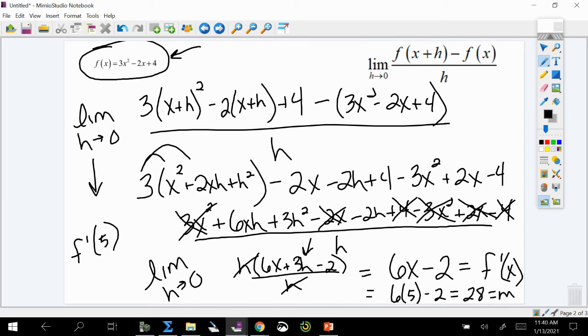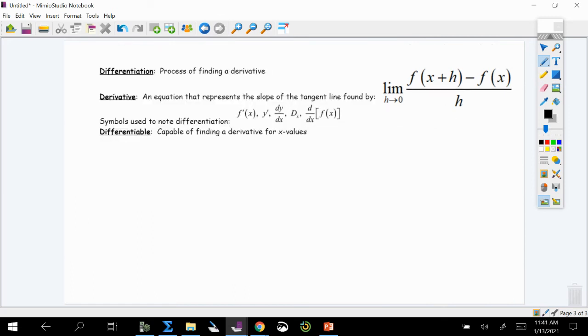You could actually graph that parabola, 3x squared minus 2x plus 4, find the coordinate x equals 5, put a point there, draw a line, and that line would have a very steep positive slope of 28. So some terminology that I've been using that I want to make sure I summarize here. What I've been doing is the process of something called differentiation.